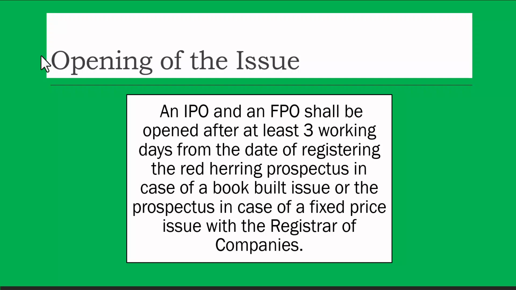And who decides the price band? The company and the merchant bankers. So it's called red herring prospectus in the case of a book built issue. In the case of a fixed price, it's called a prospectus straight away. It's not called red herring. Because in red herring, it's marked red, because so far we don't know how many shares will be issued and at what final price the company is going to issue the shares to the public.